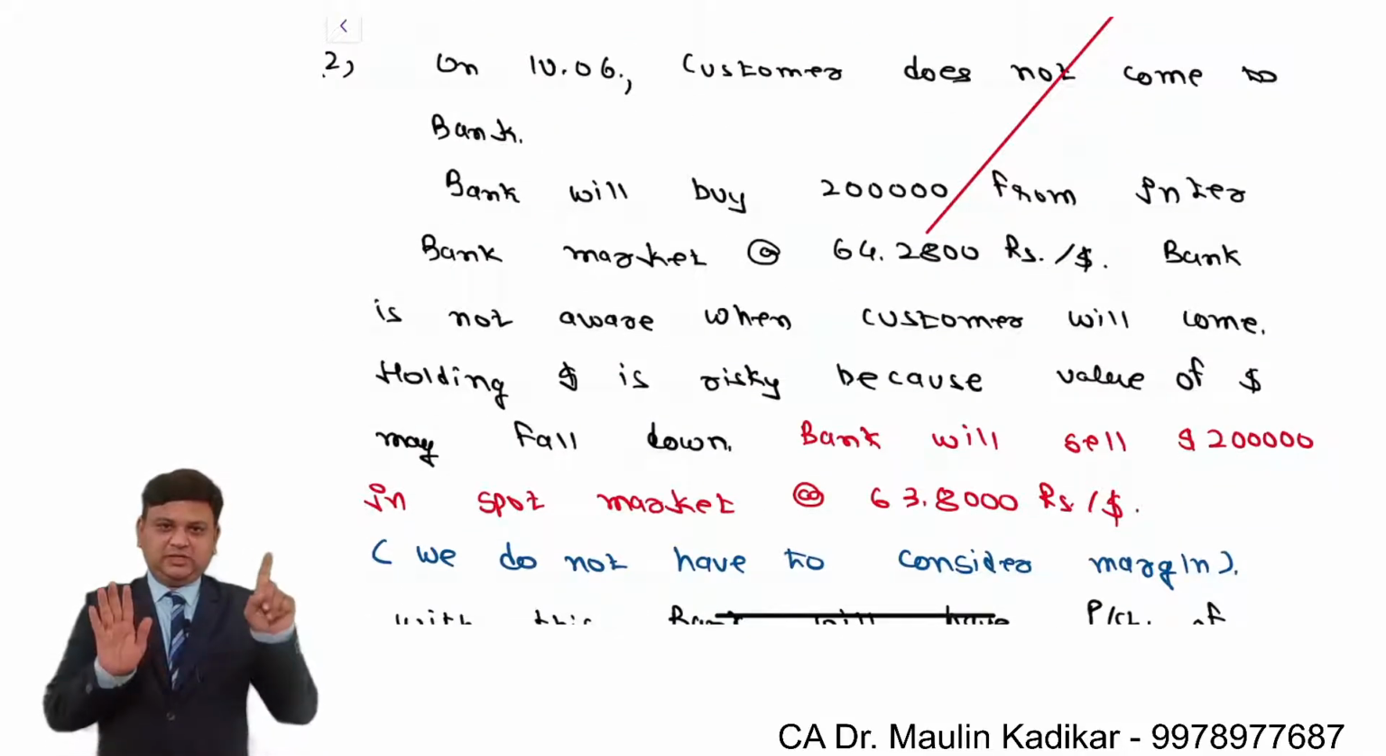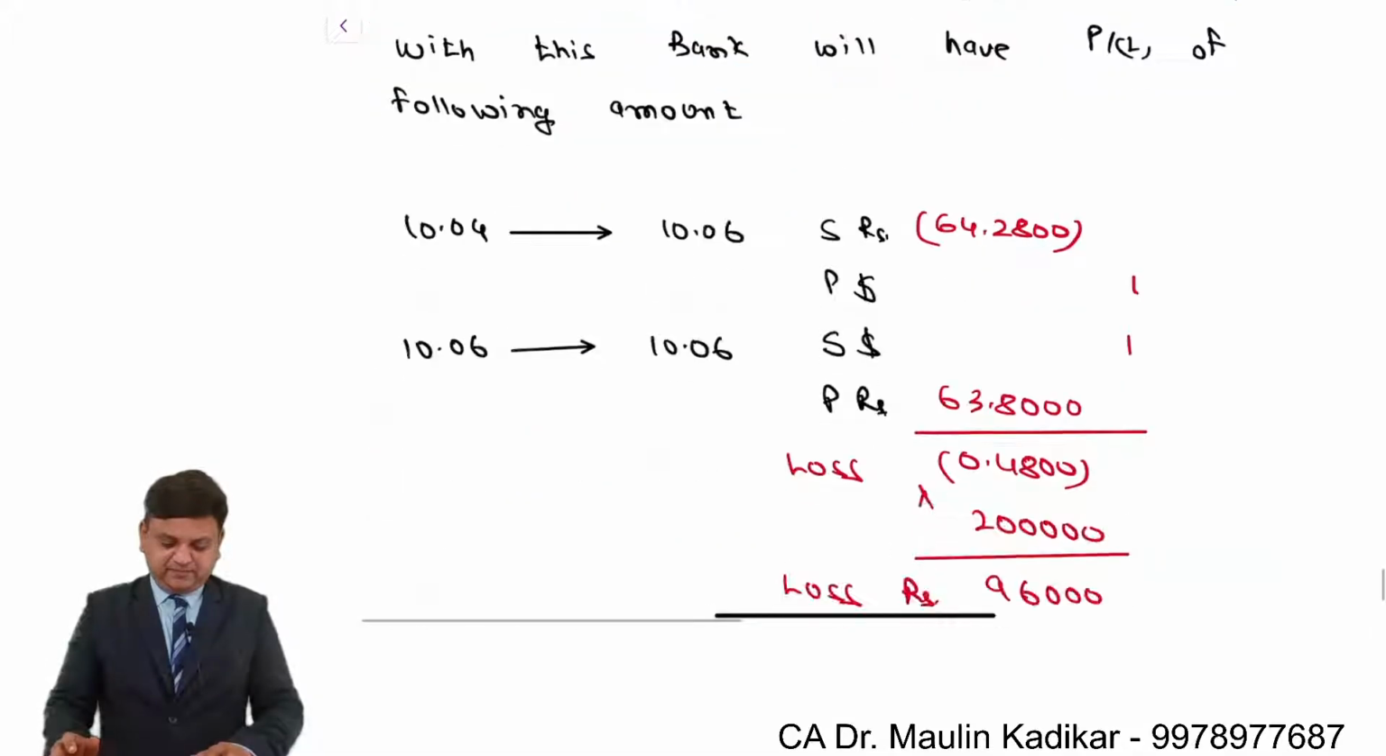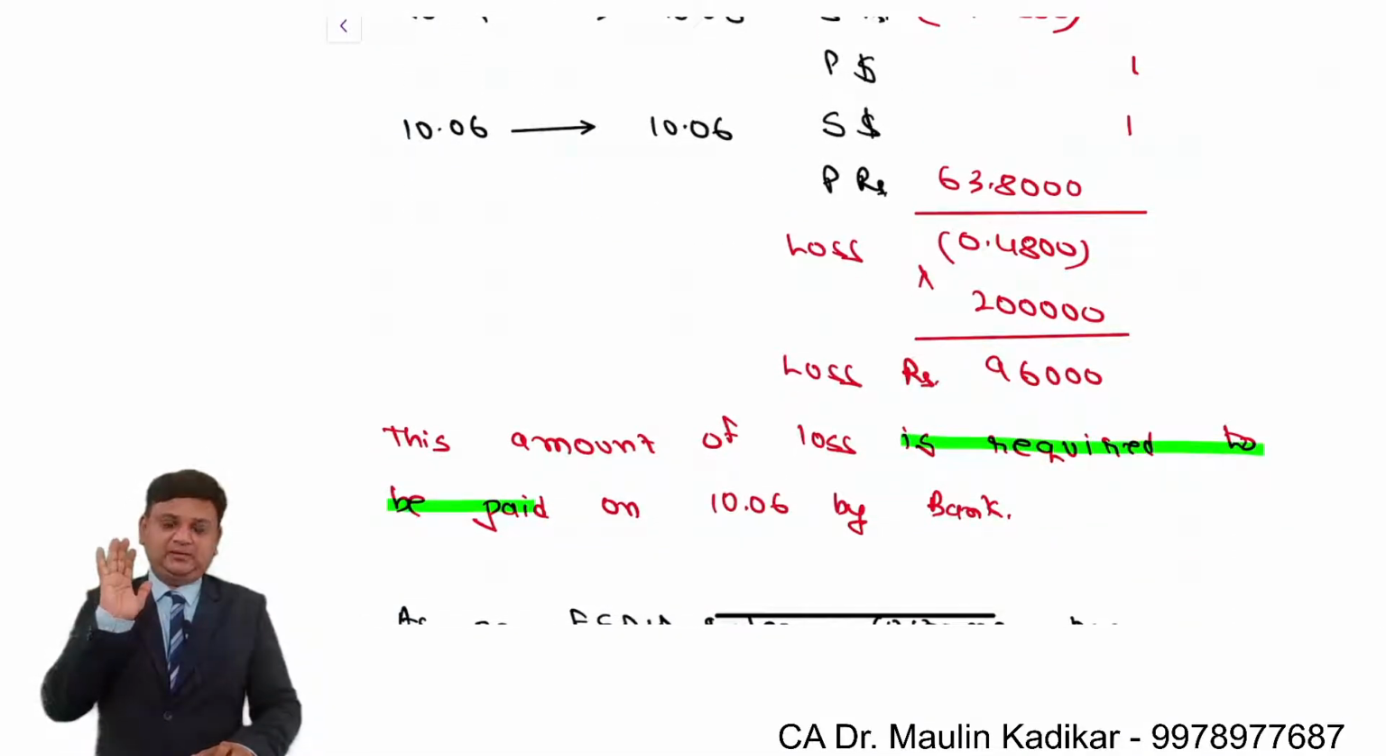10th of June, customer does not come to the bank. Whatever the transaction in which the bank has entered upon, that bank is obliging, and the dollar currency purchased is sold in the spot market. So there is a loss of 96,000 which the bank will pay.